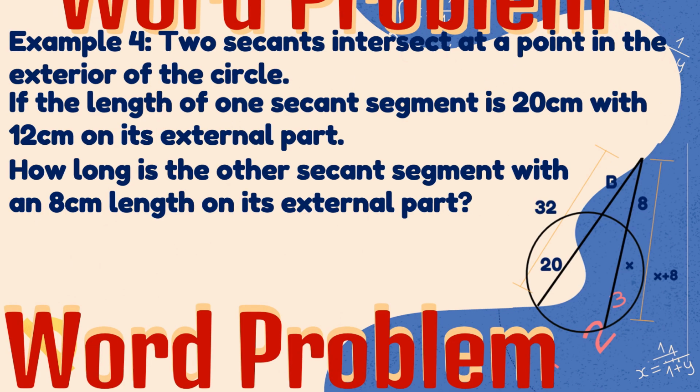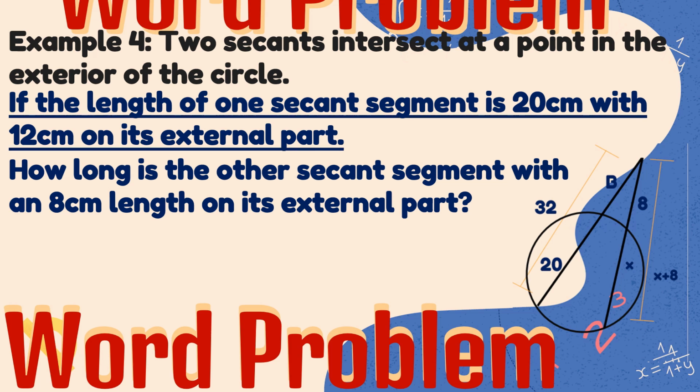Example number 4. Two secants intersect at a point in the exterior of the circle. If the length of one secant segment is 20 cm with 12 cm on its external part, how long is the other secant segment with an 8 cm length on its external part? Let us first illustrate the problem to better visualize what is given.